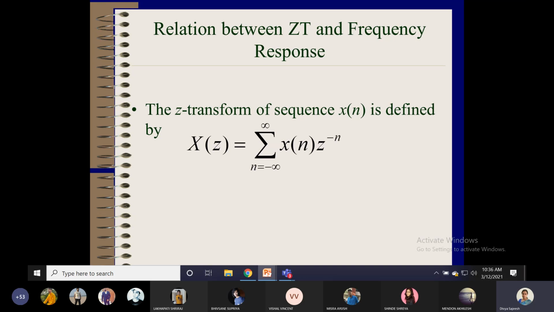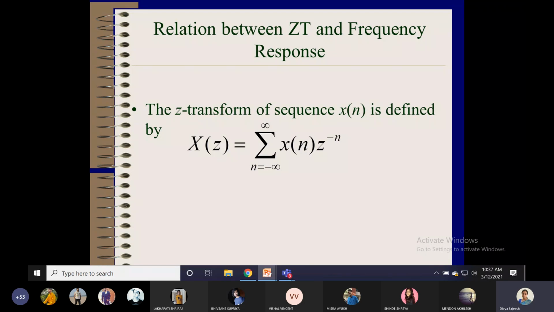What else can I obtain with the help of this transfer function H of z? Now let us see the relation between the z transform and the frequency response. The z transform of a sequence x of n is defined by X of z equals the sum from minus infinity to infinity of x of n z raised to minus n. This is the general z transform equation to transform a signal in the time domain into the z plane.